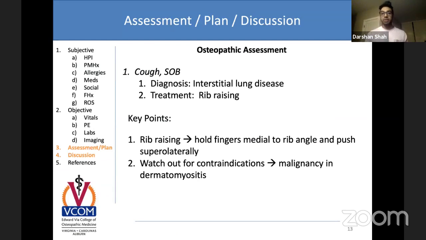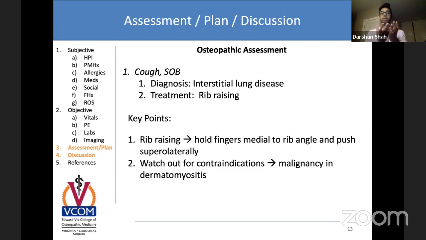So again, osteopathic assessment, what can we do to help this guy out without any medication? So let's focus on his cough and shortness of breath, right? So he's got interstitial lung disease. So one of those treatments is actually called rib raising. And this is something that you can easily do in the pediatric population with kids who have a cough or bronchitis or asthma or things like that.